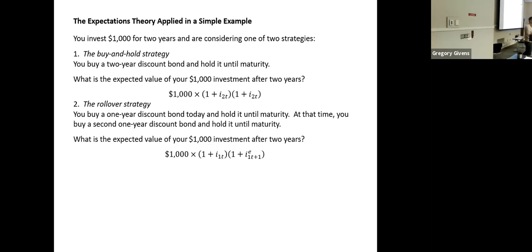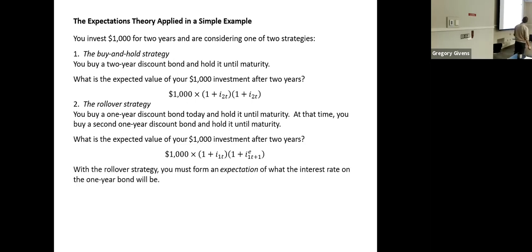But because we don't know what that is perfectly, Jameson, what do we have to do? We have to form an expectation of what that interest rate is going to be. That's what the superscript E entails. That is an expected 1 year interest rate that prevails next year. Okay. So the total expected value then of your investment would be 1,000 times 1 plus I1 times 1 plus the expected 1 year interest rate next year.